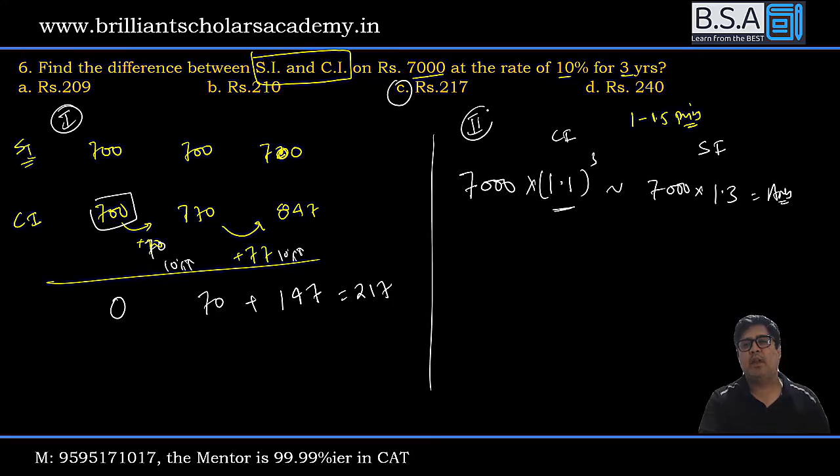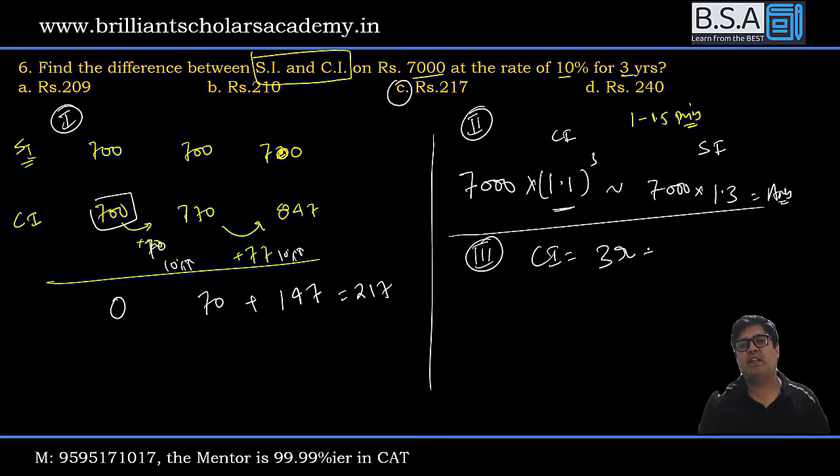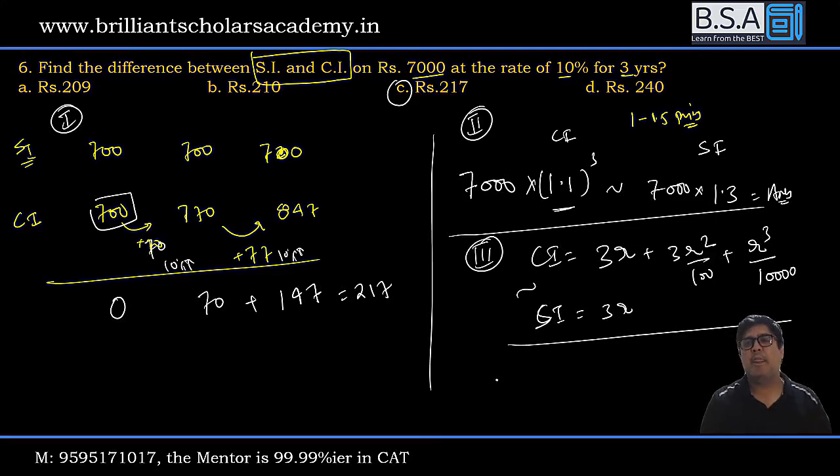Method 2. If you remember formulas, you are comfortable with formulas, you could apply formula as well. What is the formula for compound interest? 3r plus 3r square upon 100 plus r cube upon 10,000. What is the formula for simple interest? It is 3r. What is the gap between them? You can go with the formula now. You have 3r square upon 100 plus r cube upon 10,000. That is the percentage. Percentage of 7,000.